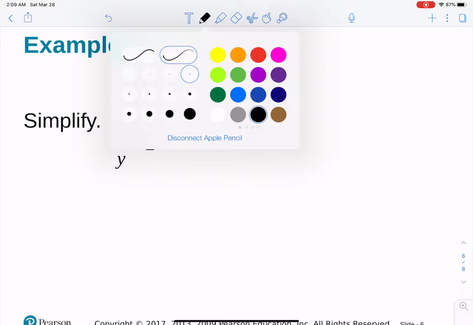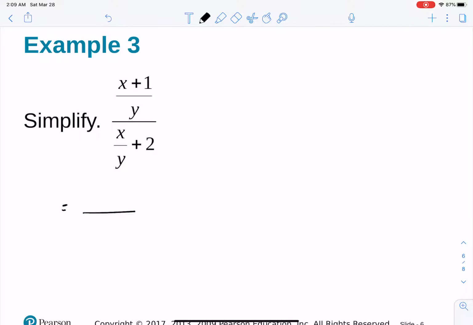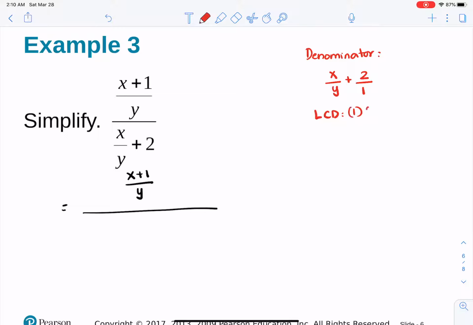So in this problem, the numerator fraction is x plus 1 over y, which is a fraction in and of itself, so I'm going to leave it as is. So the denominator is what we have to tackle. So let's consider the denominator and find its LCD. We have x over y plus 2. 2, I can rewrite it as 2 divided by 1. There is nothing in common between y and 1, so the LCD is simply 1 times y. That would give me y.